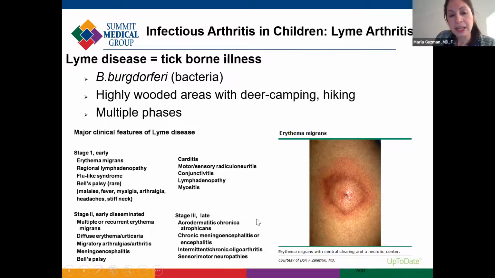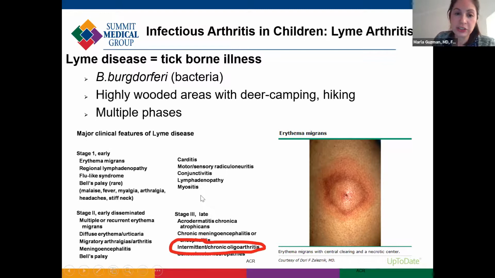But by the time they get to the late stage, which is weeks to months after the initial tick bite, they may develop a fairly significant arthritis, and it says an oligoarthritis, and that just means in a limited number of joints. And usually it's just in one. It tends to be in a knee, and it's a very, very swollen joint. And that's usually when they will wind up in my office.